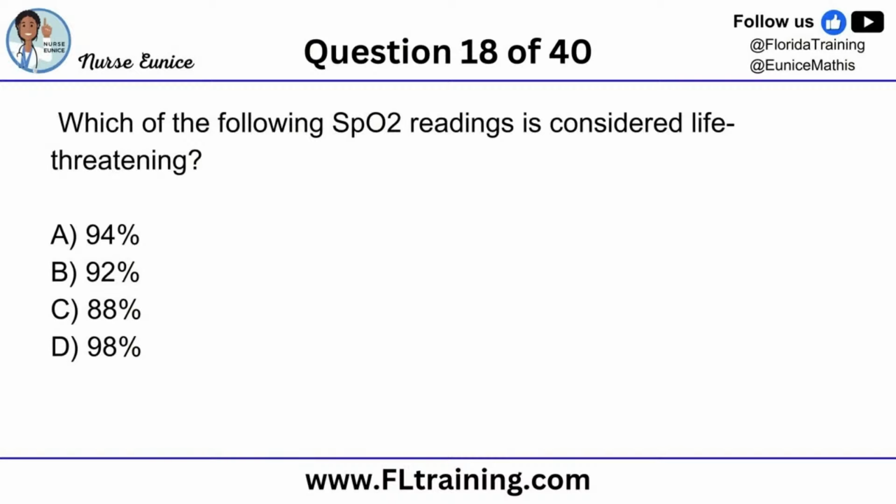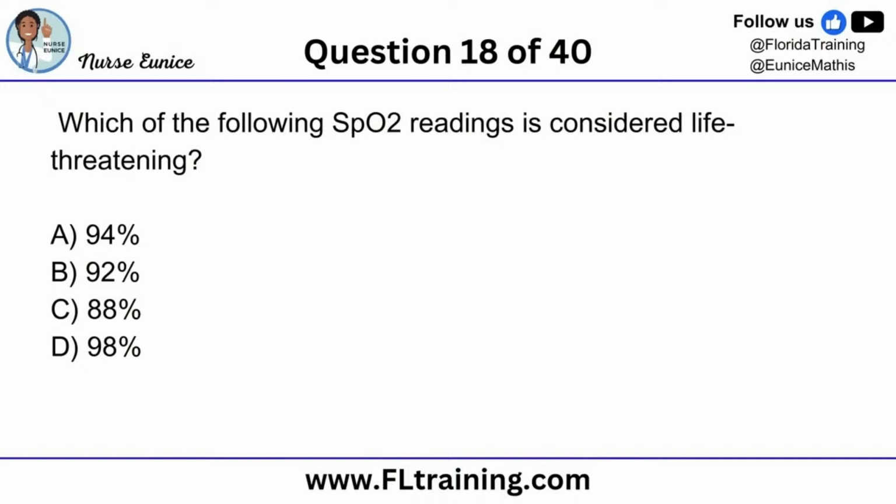Question 18: which of the following SpO2 readings is considered life-threatening? Is it A, 94%, B, 92%, C, 88%, or D, 98%? And you can't choose all of the above. That's not an option. Because your patients are not normal. They are not textbook. So I need for you to know when to panic, when to get that nurse in the room right away, versus, all right, well, this is her normal. This is where she normally sits, and her nurse is aware and we're okay with that reading.